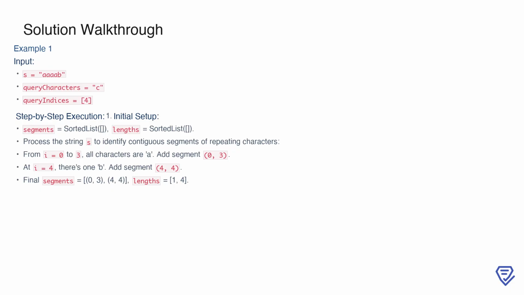As we process the string, we find that the characters from index 0 to 3 are all A, so we add the segment 0, 3 to segments. Then, at index 4, there's a single B, so we add 4, 4 as another segment. Finally, segments contains 0, 3, 4, 4, and lengths contains 1, 4, where the numbers represent the lengths of each segment.